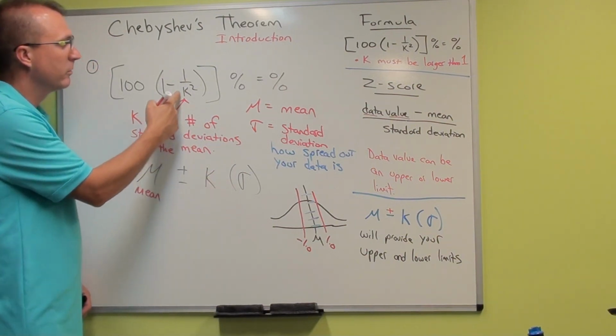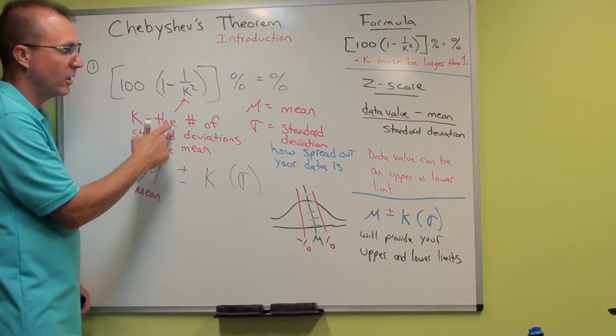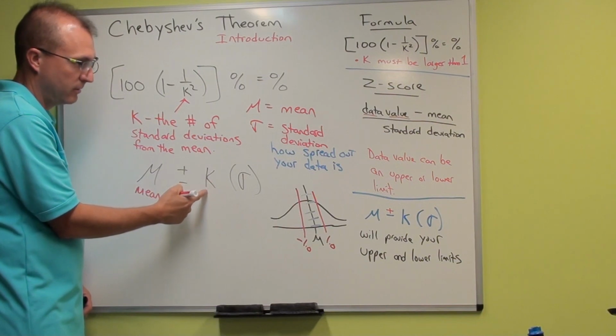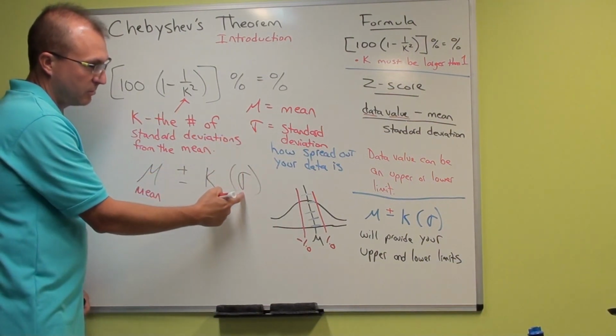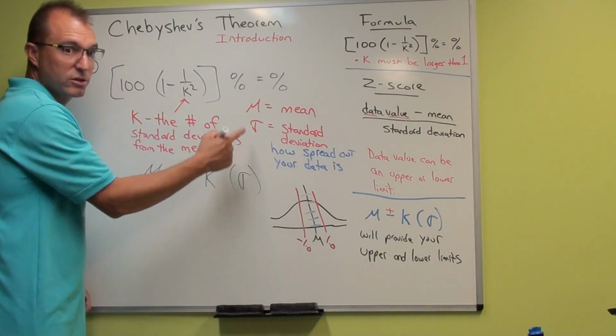Alright, k, we already went over. K is the number of standard deviations from the mean. And this symbol is your standard deviation of the data.